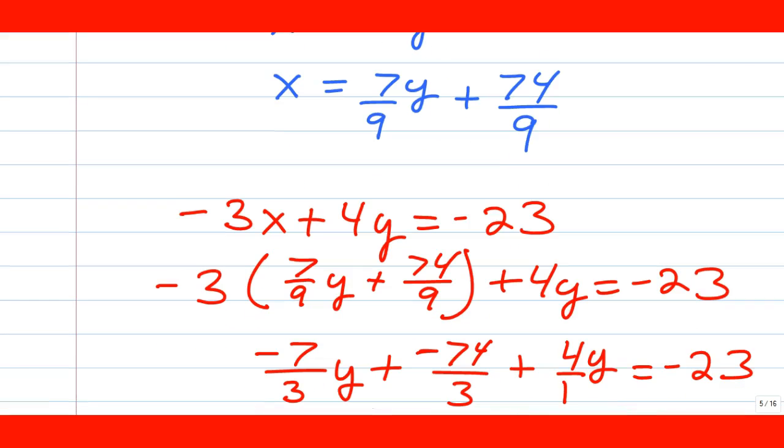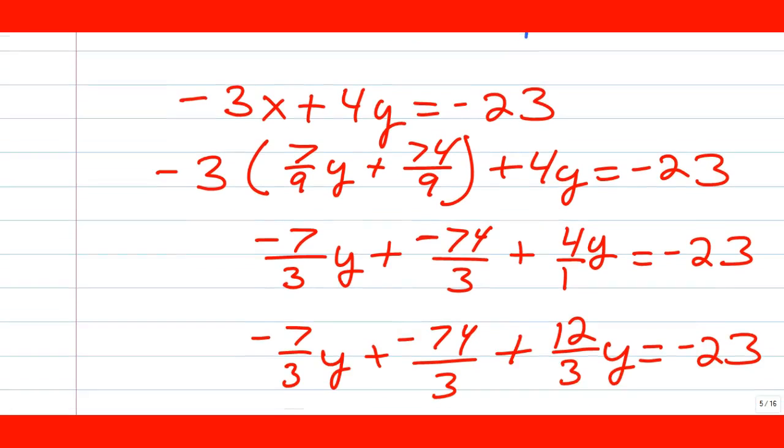What I'm going to do with this is now take this equation and plug it into the second equation where I see the x value. So here I have the negative 3x, so I plug in my x value, 7/9 y plus 74/9. And then I continue to carry on by just copying down the rest of the equation, which was a plus 4y equals a negative 23. So plus 4y equals a negative 23.